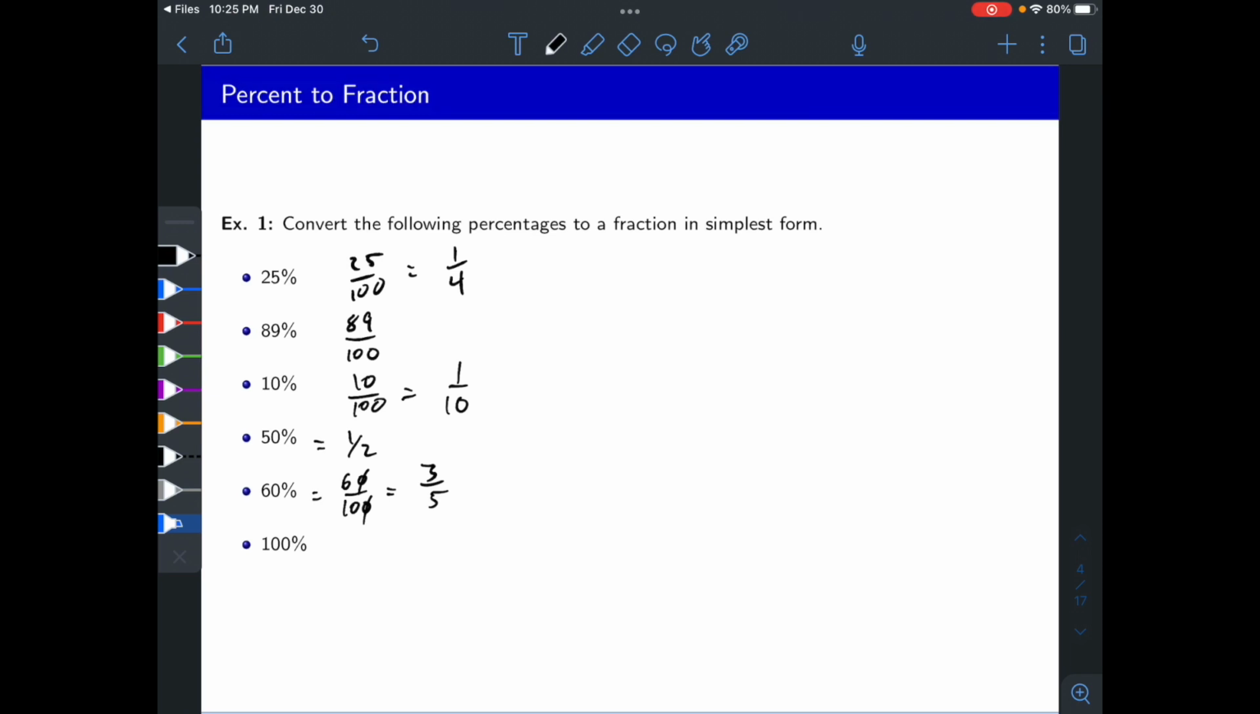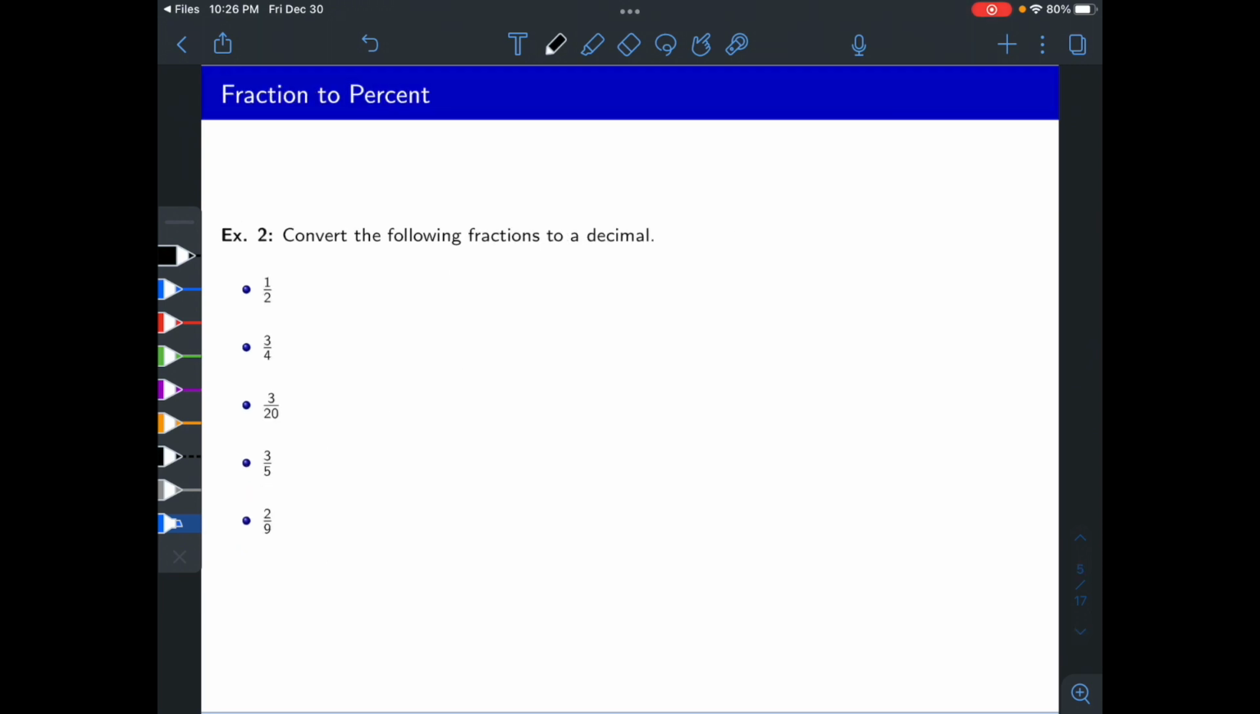What would 100% be? This would be 100 over 100, which is literally just equal to 1. So the number 1 is technically a fraction. Like 1 over 1 is just a fraction. Same as if you were to do 0%, that's just 0, or 0 out of 100. They're all saying the same thing.